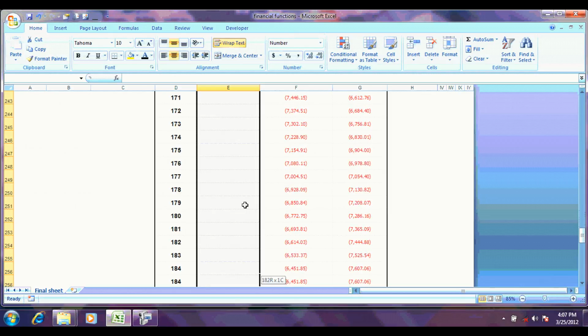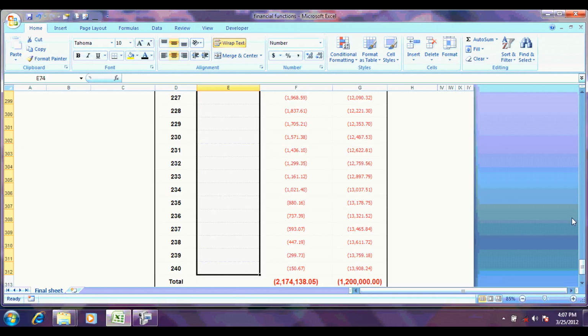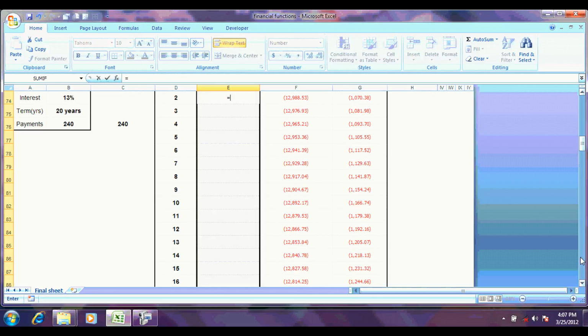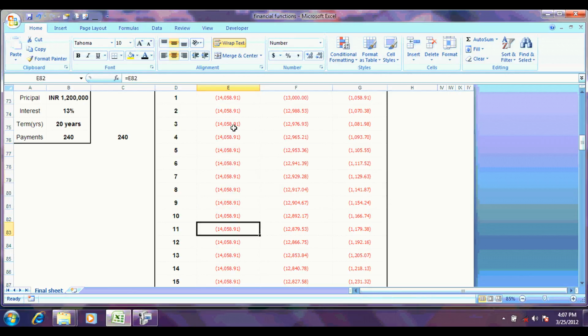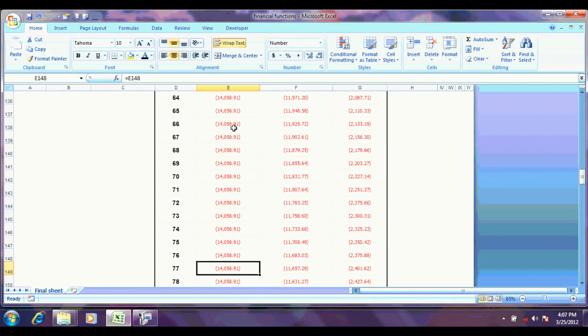So first select the blank rows in which you want to get the value, press equal to, control, press equal to. Okay, after selection press equal to, then select this cell, press control enter. Okay, so this will be your EMI for a period of 240 months.